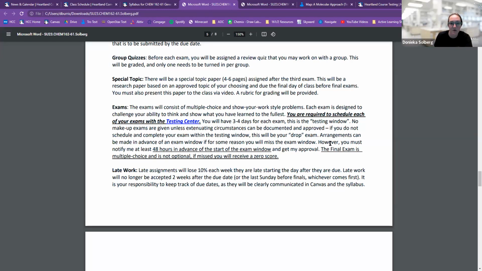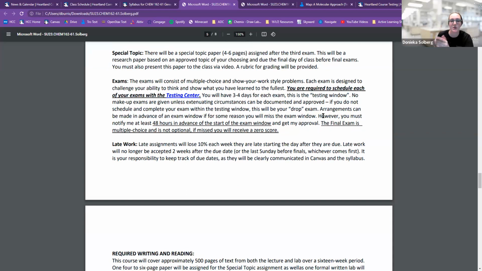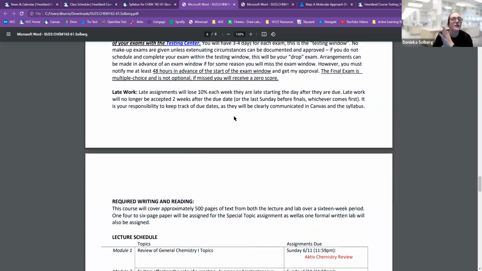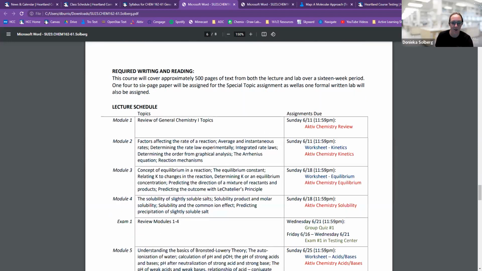Now, this being said, I do have the exam windows on your lab days, so you should be able to take the exam on a day that you are here for lab. But late assignments lose 10% each week they are late, starting the day after they are due, and I will not accept it 2 weeks after the due date. Pretty self-explanatory. So keep track of your dates, which are all right here.